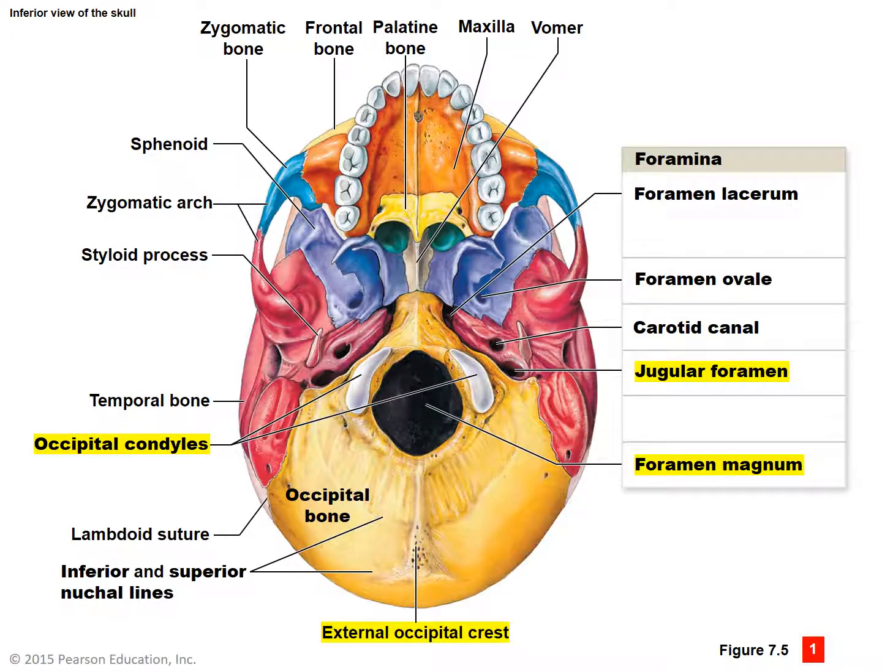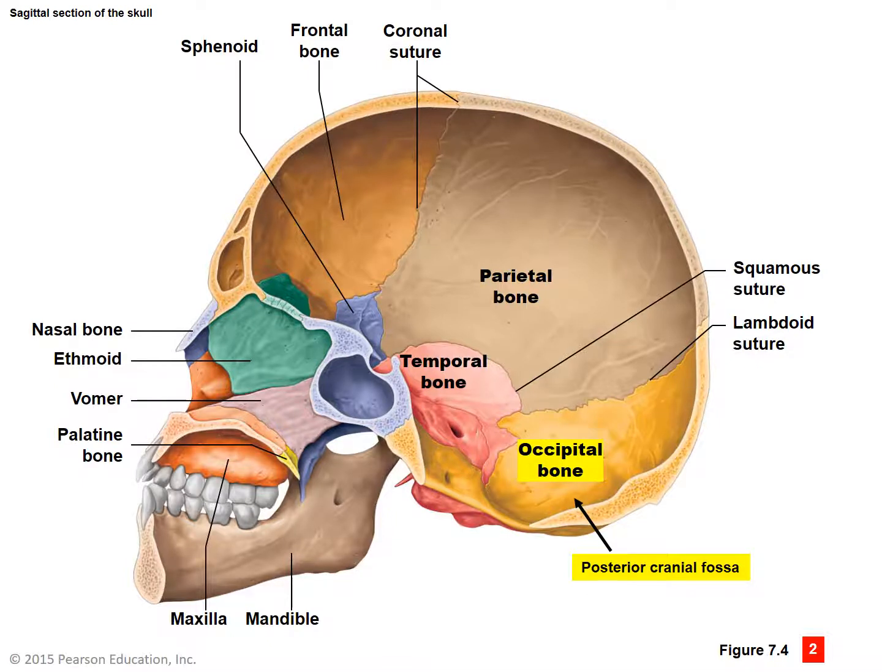We also have the jugular foramen. The jugular foramen are large openings for the jugular vein. Both temporal and occipital bones contribute to form this opening where the jugular veins enter. Finally, we have the posterior cranial fossa, the most inferior portion of the skull. It is a shallow depression that houses the cerebellum, medulla, and pons.